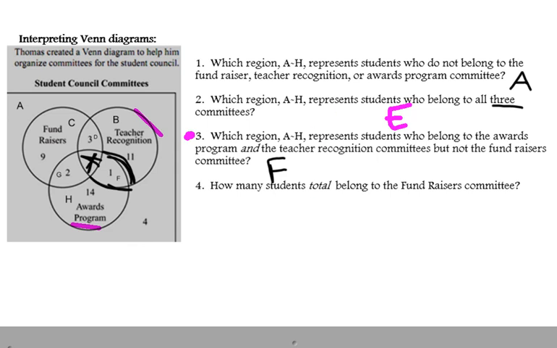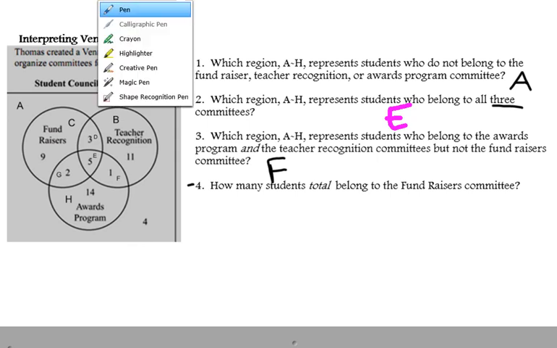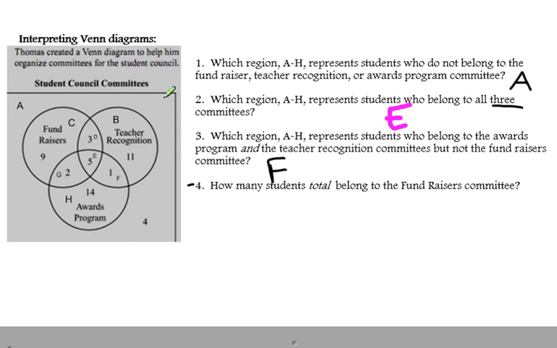And for the last example, number 4, it says how many students total belong to the fundraiser committee. So we don't care if they also belong to the teacher recognition committee or the awards program committee. We want to know how many are encompassed in the fundraisers committee circle. So what I'm going to do is I'm going to highlight the whole circle of fundraisers, which is right here. And anybody that's in this circle is in the fundraiser committee. It's okay if they're also in the teacher recognition committee. It's also fine if they're in the teacher recognition committee and the awards program committee, and they are also fine if they're here in the awards program committee. We just want to know how many of them are in the fundraiser committee.